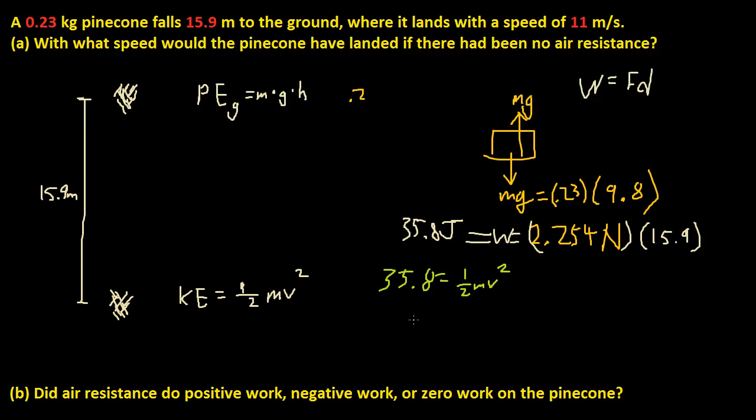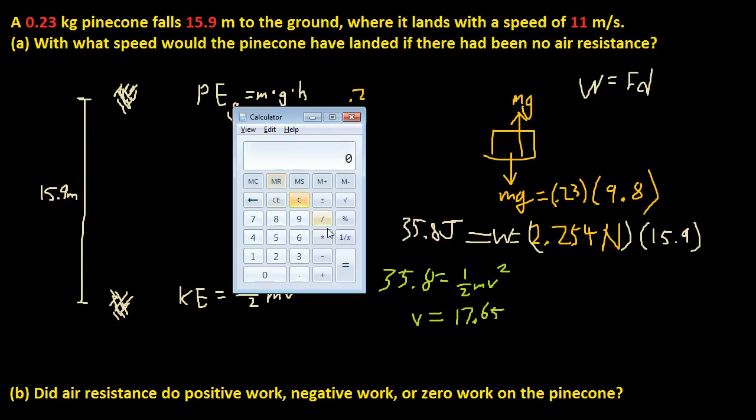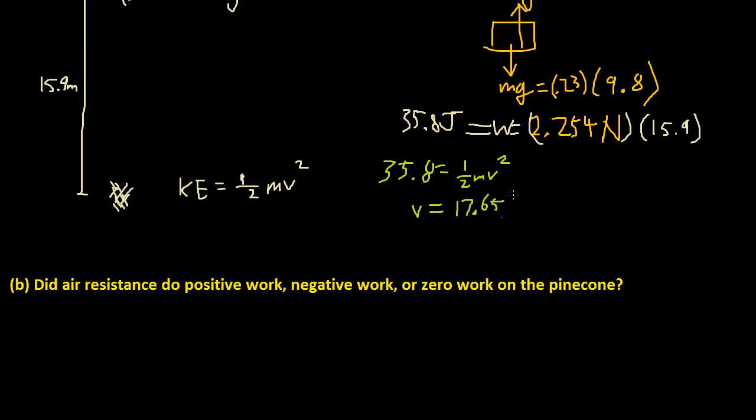Now we just solve for v, and we get 17.65. Let's do that real quick on the calculator to make sure. It's 35.8 times 2, so you multiply by 2 on each side to get rid of that fraction, then divide by the mass, 0.23, and then take the square root. So you get 17.6, close enough, around 17.6 meters per second. That would be my answer.